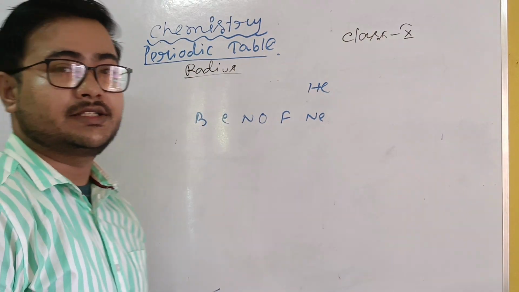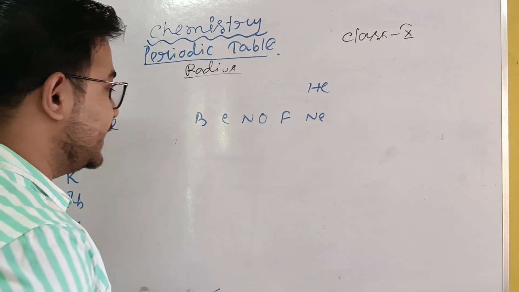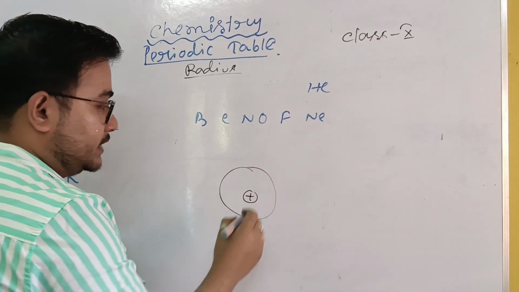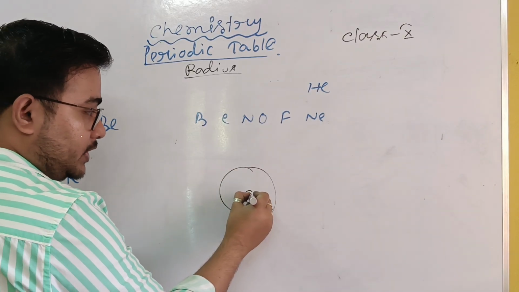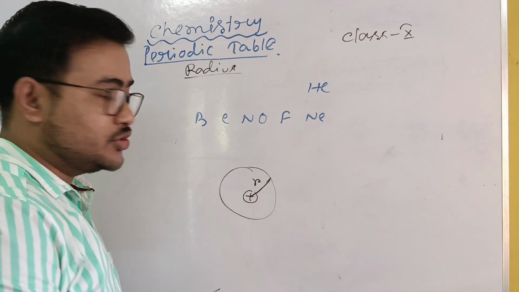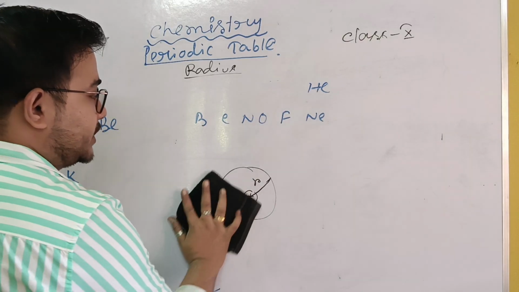Now try to understand about radius. What is radius? Radius is a concept of distance. In case of an atom, the distance between the nucleus and the outermost shell is called radius. So, what is radius? Distance between the nucleus and outermost shell.